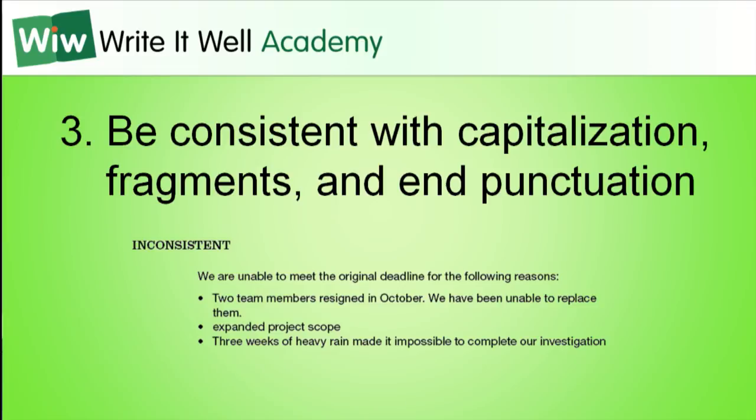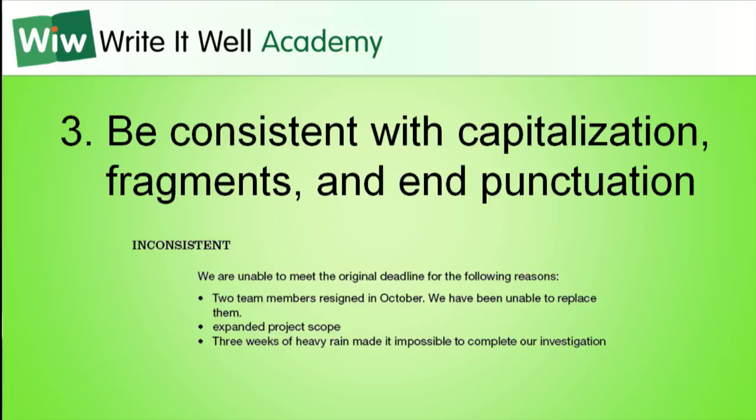Okay, so we're going to talk about that in a minute, but guideline number 3 is to be consistent with capitalization, fragments, and end punctuation. Okay, so here's an example where it's inconsistent. We're unable to meet the original deadline for the following reasons, okay? 2 team members resigned in October. Then notice how there's a period or an end stop and then a new sentence there. Then notice how the second bullet point doesn't have any punctuation, and neither does the third.